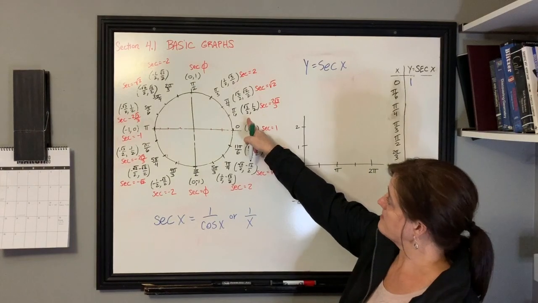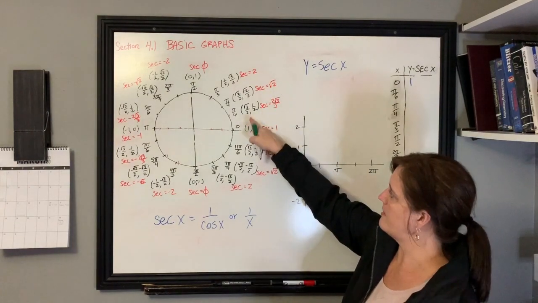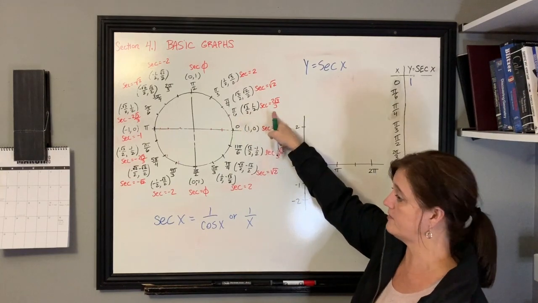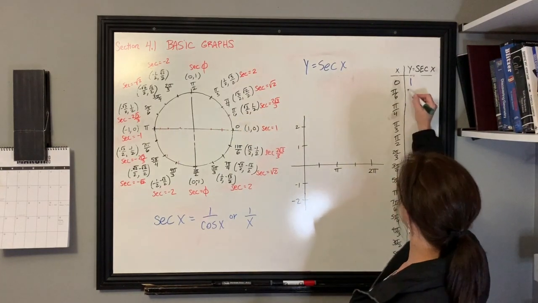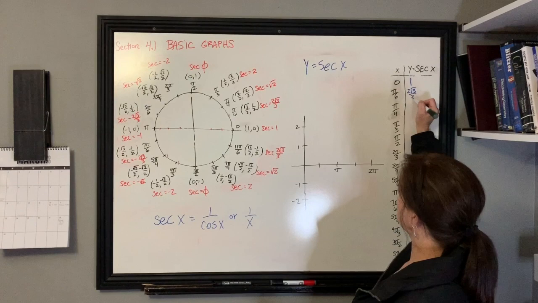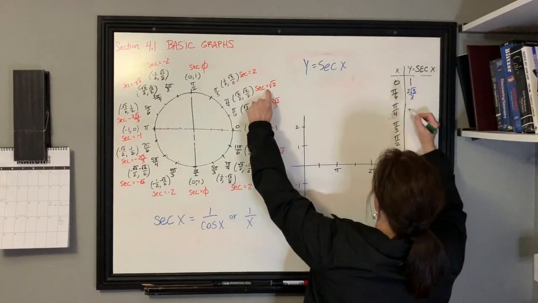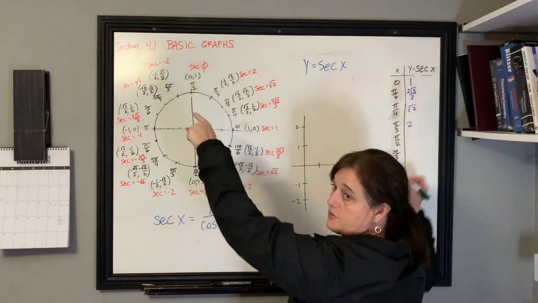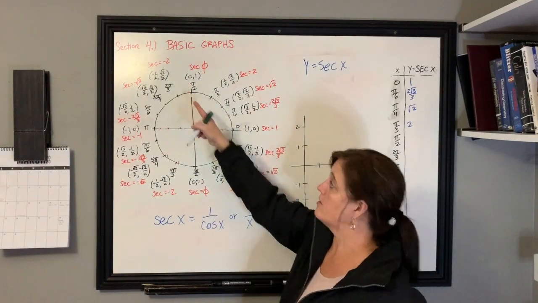At pi 6, I went ahead and already wrote these outside, but the reciprocal would be 2 over square root of 3. I just rationalized it. So this is 2 square root of 3 over 3. I'm going to go right around the circle, square root of 2, 2. Get up here to pi halves where it's the reciprocal of 0, and that is undefined.